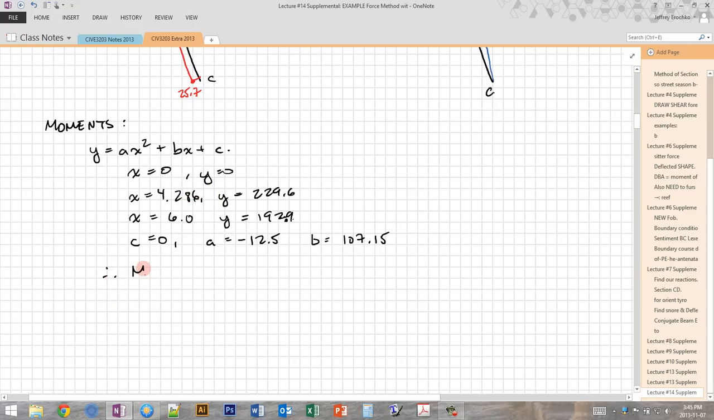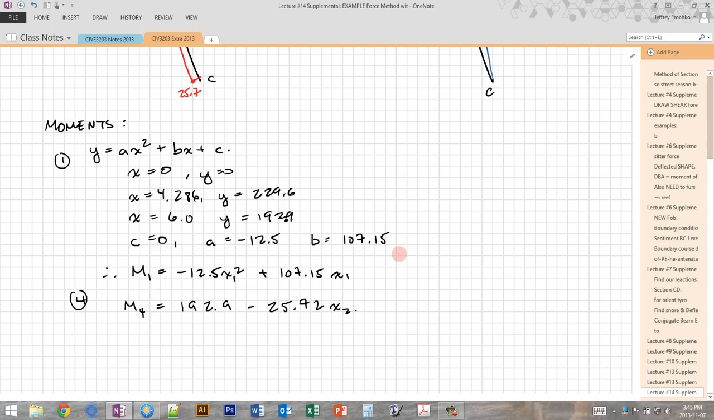And so we're going to find, therefore, that M1 is equal to negative 12.5 x squared plus 107.15 x, where this is x1 squared, x1. So this is for 1, and then for 4, which is a simple triangle, this is quite easy. We know that the equation of that triangle is going to be 192.9, which is the peak at x2 equals 0, minus 25.72 x2. So we're going to use these moments when we do our internal virtual work calculation.